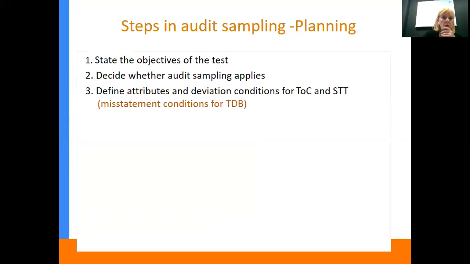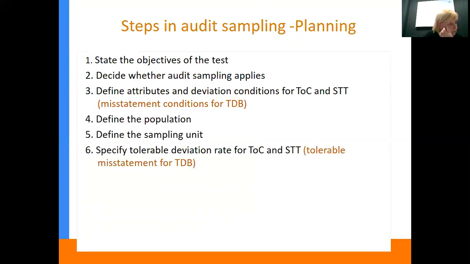If I'm looking at tests of transactions, and those tests of transactions could be tests of controls or substantive tests of transactions, then I'm looking for an attribute. What is it that I'm looking for in my sample? And how do I know if it's wrong? If I'm looking at a test of detail of balance, which is the TDB, then I'm looking for a misstatement condition. As I said, we'll come back to that. Then I have to define my population, define my sampling unit, and specify my tolerable deviation rate or my tolerable misstatement if it's a test of detail of balance.